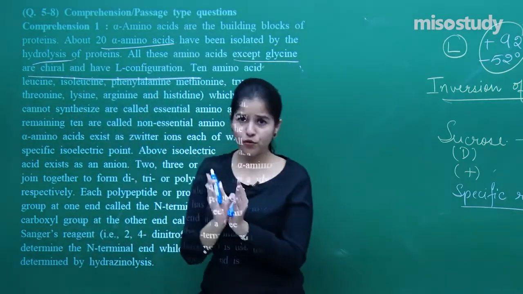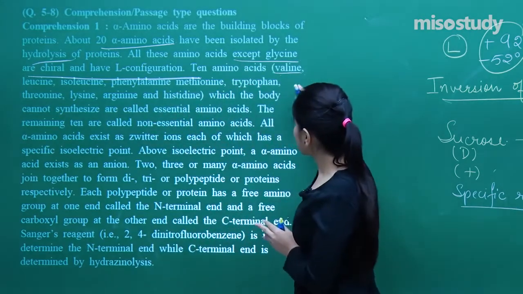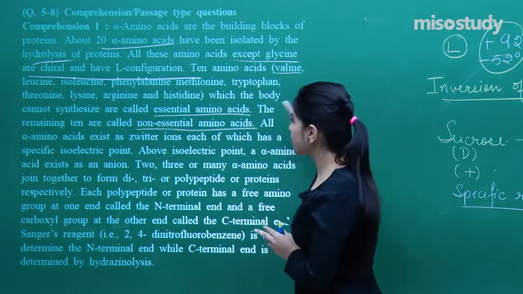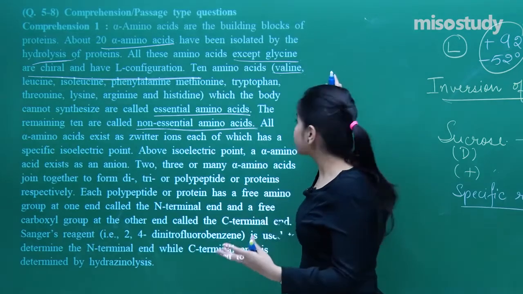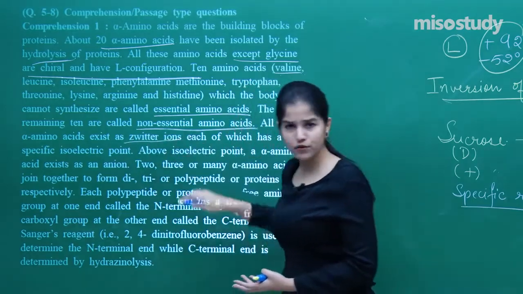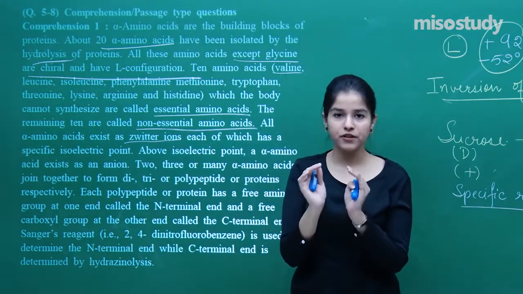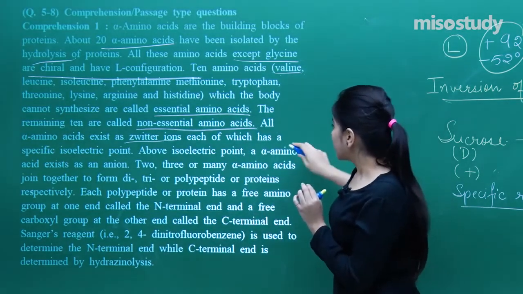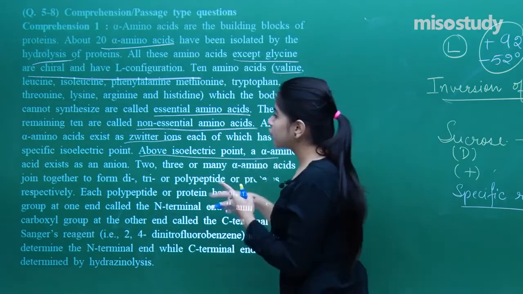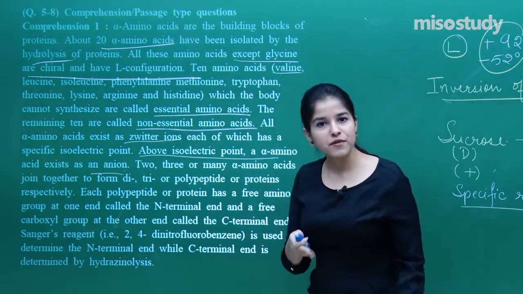20 amino acids isolated by hydrolysis. So just mark out the important points over here. 10 amino acids, valine, and these are all given, which the body cannot synthesize, are called essential amino acids, and we have got the non-essential, which are actually synthesized by the body. Now all the alpha amino acids exist as zwitterions. We all know what a zwitterion is, NH3 positive and COO negative. That should be a particular kind of scenario in the amino acid. Now above the isoelectric point, now this very thing is important, above isoelectric point alpha amino acid exists as anion. That means below isoelectric point it will be existing as what?